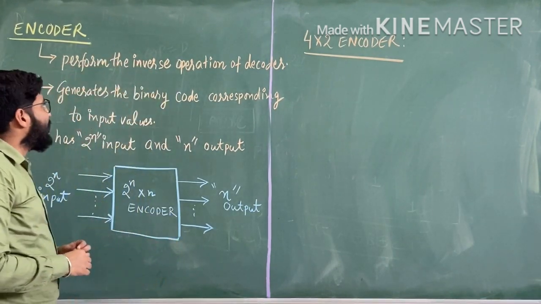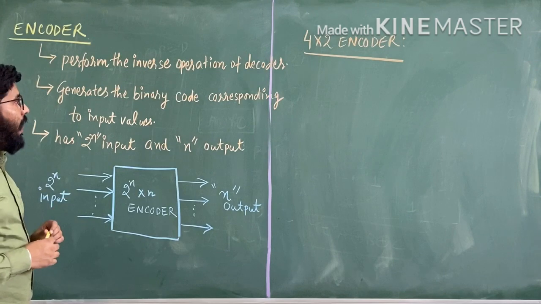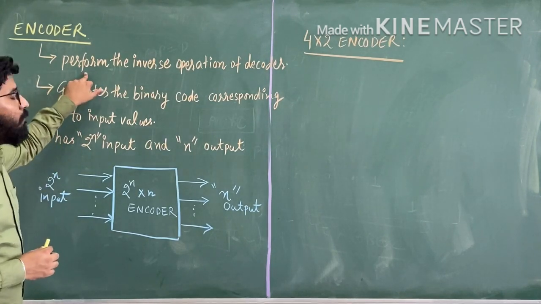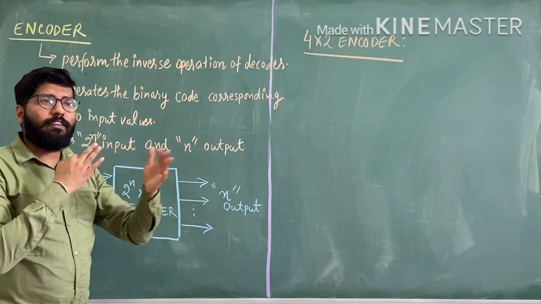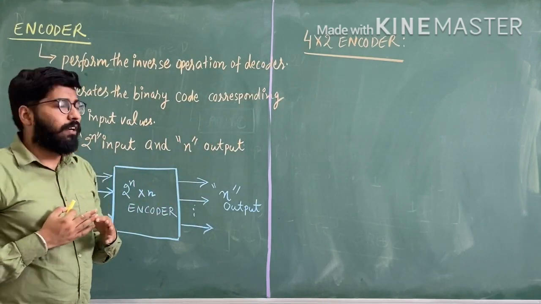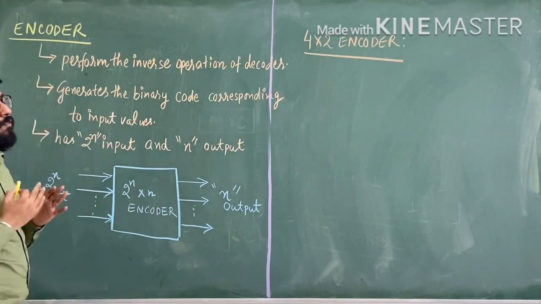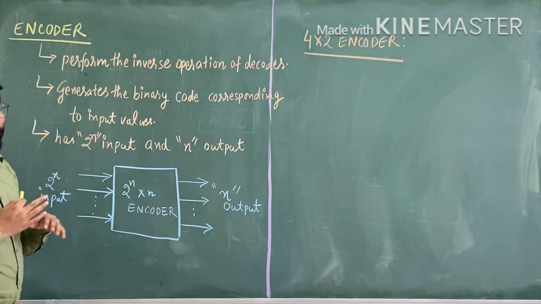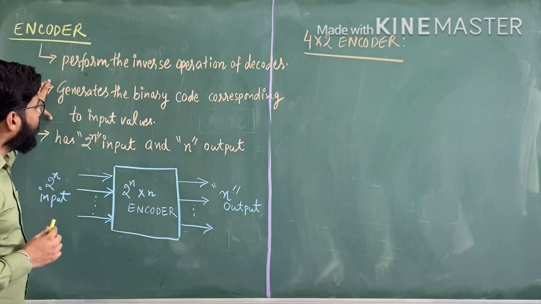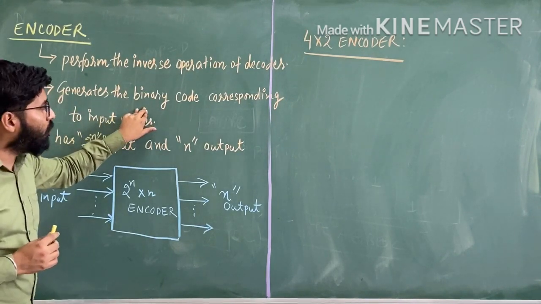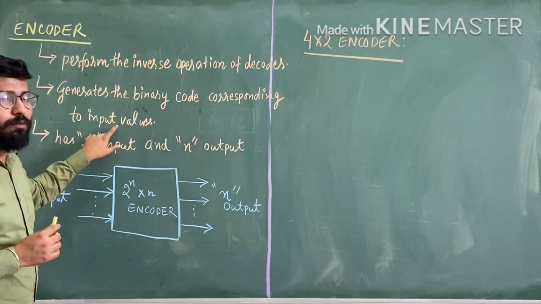Today I am going to discuss the encoder. Encoder means it performs the inverse operation of decoder. It is just a reverse process of decoder. If we have the knowledge of the concept of decoder, we can also design an encoder. In the encoder, it generates a binary code corresponding to the input value.